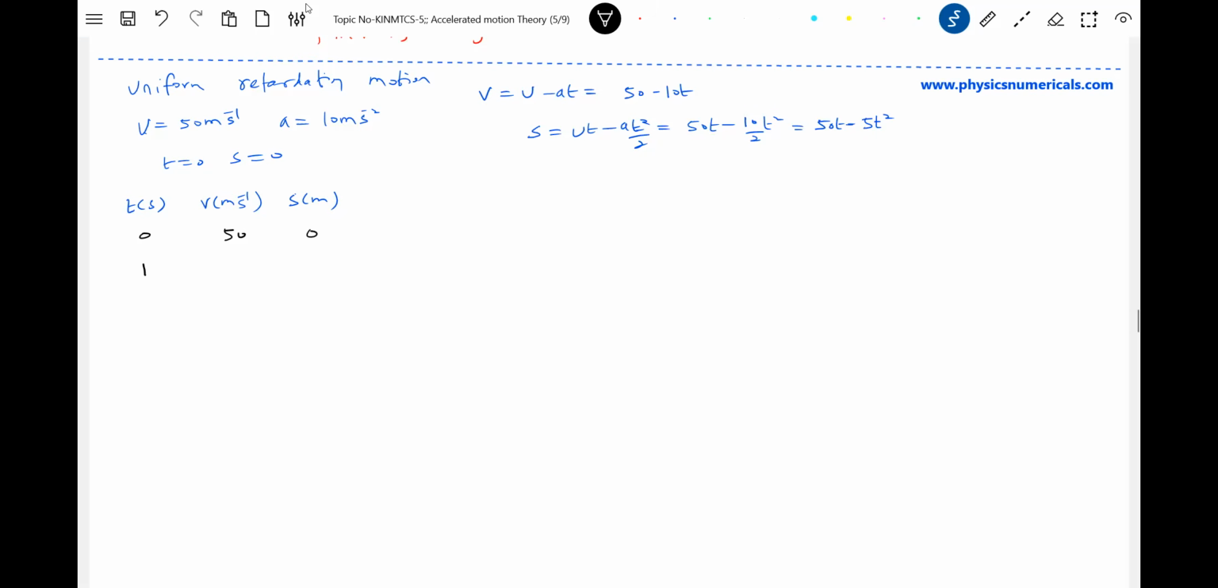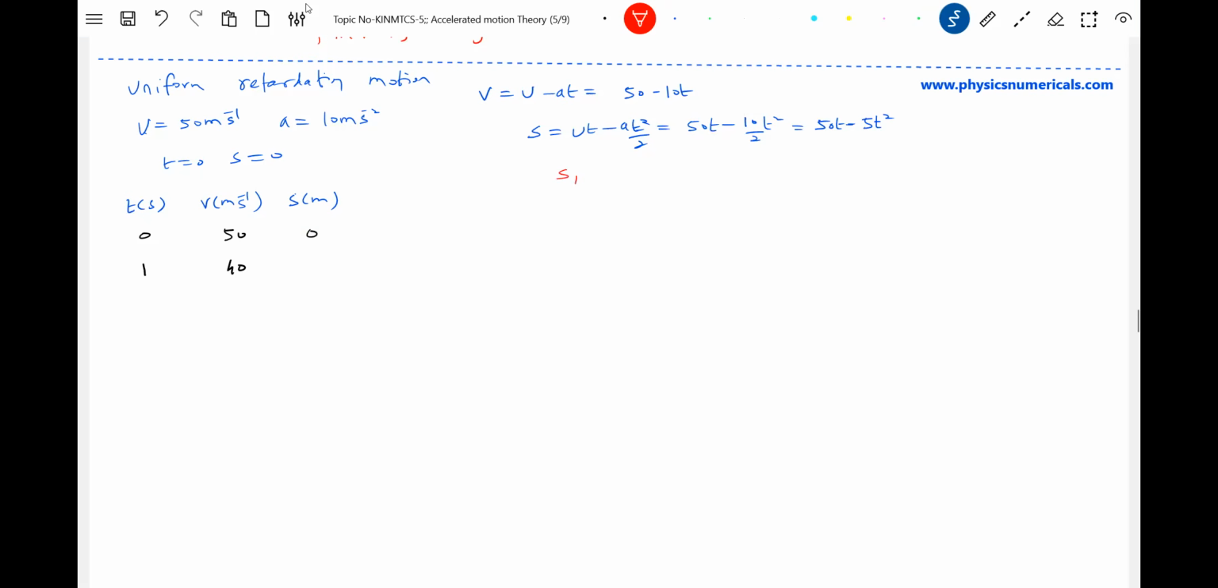t equal to 1 second. It will become 40. You have to substitute here. Put t equal to 1. How much? 50 minus 10 will be 40. This is how I'm filling up the tabular column using this one. Let's take help of this one. Position of particle, this will be a little bit difficult.